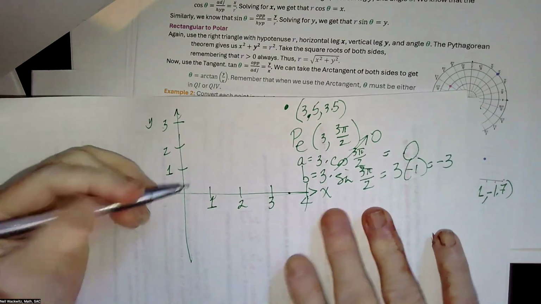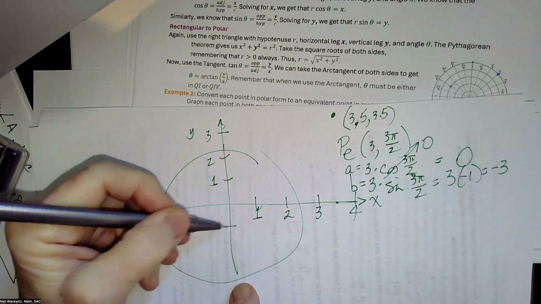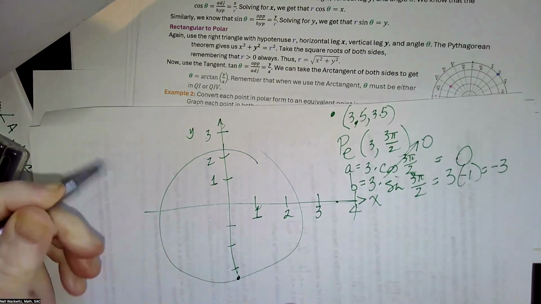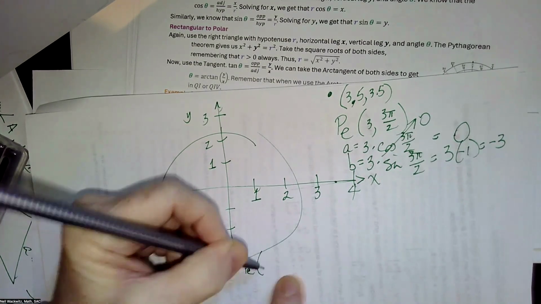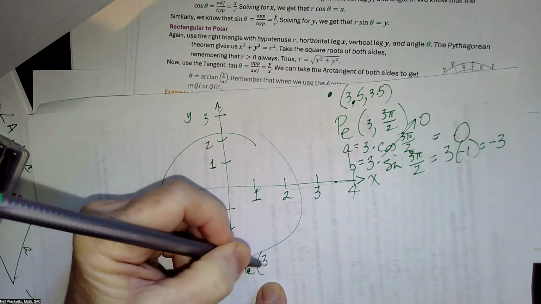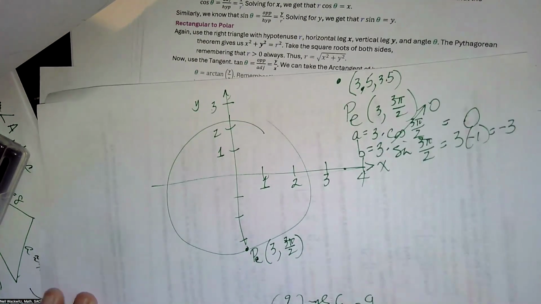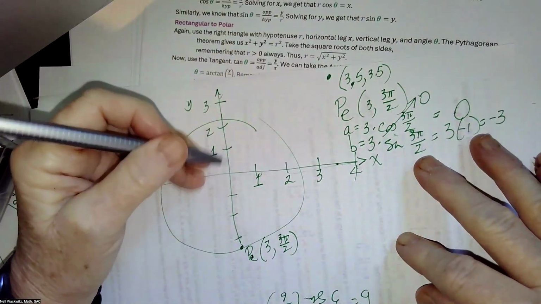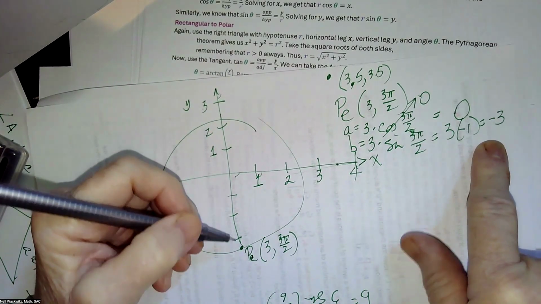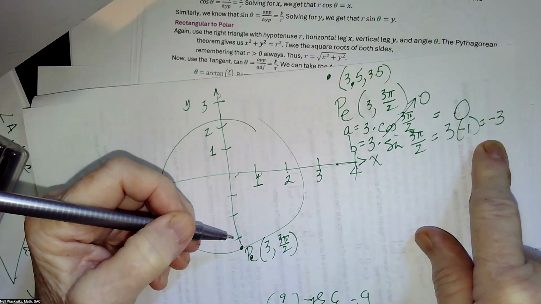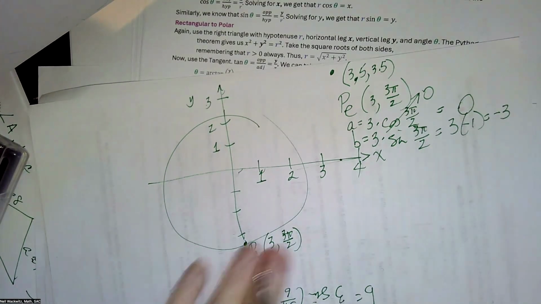And do you see that that makes sense? 3 pi over 2 is at the bottom of the unit circle. And we're 3 points out. So we're at 3, and we went 3 pi over 2 around. And then if we're in rectangular coordinates, we go along the negative y-axis 3 units. And so we do end up in the same place.